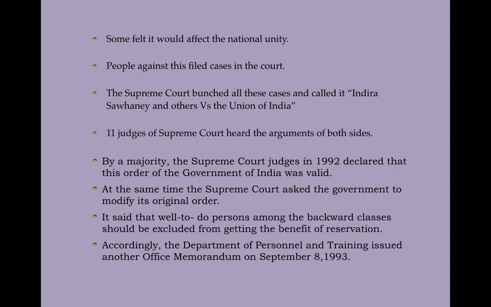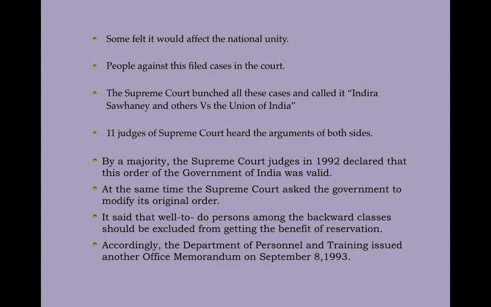So what the Supreme Court did is that whatever cases were there against this office memorandum number, they bunched all the cases together. All these cases filed by common people against the office memorandum were brought together and made into one. It came to be called Indira Sawhney and others versus the Union of India. That means Indira Sawhney was one name and others were the other people who are against this decision, versus the Union of India, because the Union government, the central government, has passed this decision, right?